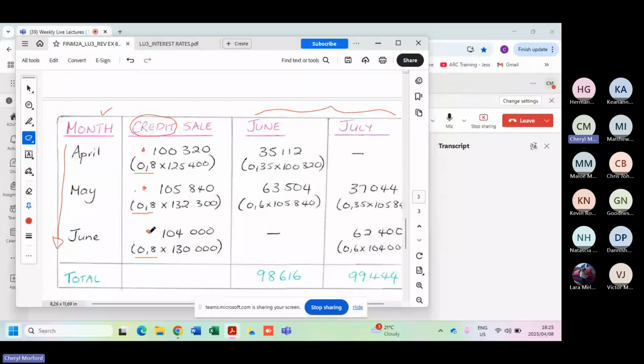Now we're going to get the timing. Sale, April. When do we collect? Some in May, but I don't want May. Where do I start? I'm only starting in June. So only the second installment of the 35% I'm going to record. That's where I get the 35,112. And that's the final installment. The rest is written off. That's why we just put a little dash there in July for nil.